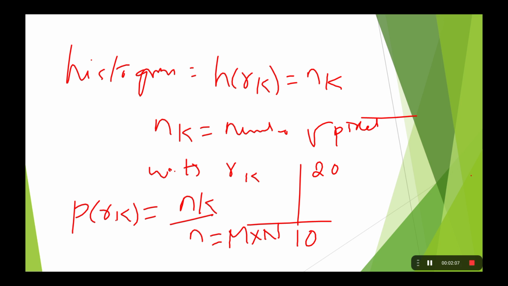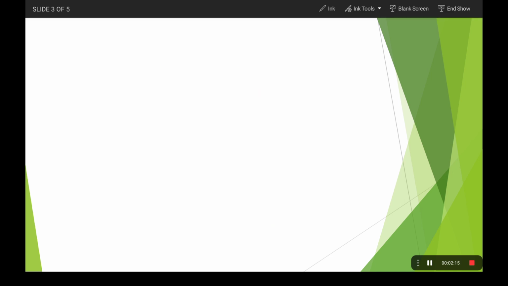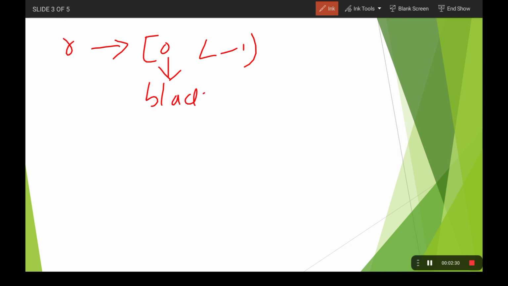Okay, then let's move on to the histogram equalization concept. In histogram equalization, we are considering two variables. r is the input pixel. The range of r values is 0 to L minus 1 only, where 0 represents black and L minus 1 represents white.